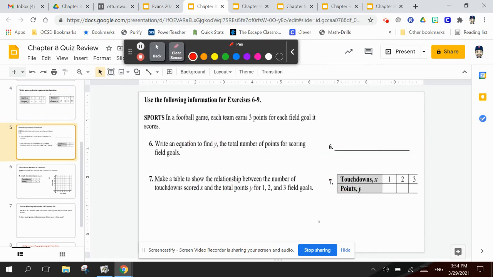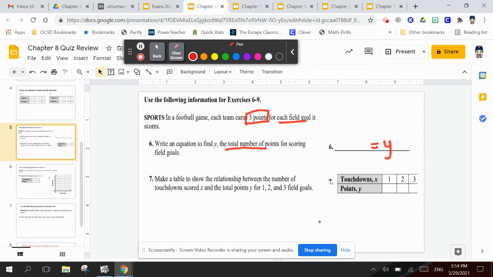On numbers, you're going to use the following information for exercises 6 through 9. It says sports. In a football game, each team earns 3 points for each field goal it scores. So each field goal is 3 points. So write an equation to find y, the total number of points for scoring field goals. So y is my equal. That's my total.